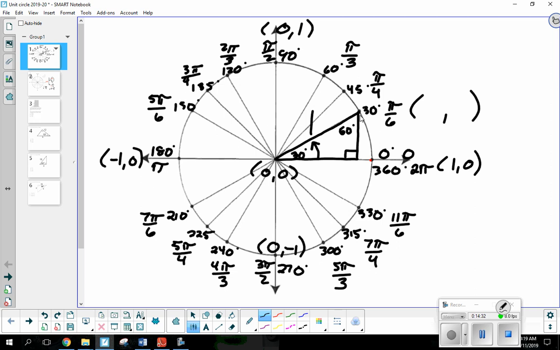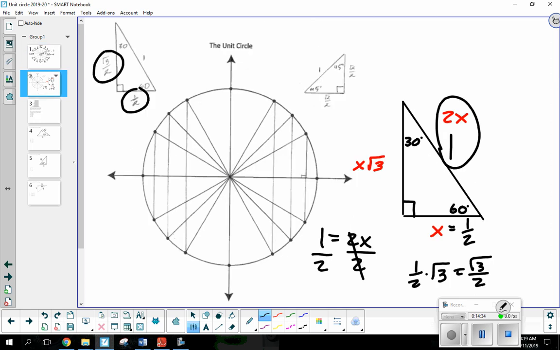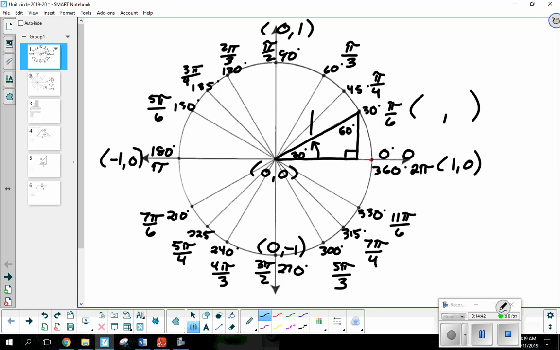Well, think about this triangle we saw just a moment ago. What's always across from 30? 1/2. What's across from 60? There you go. So across from 30, I'm going to say 1/2. Across from 60, I'm going to say square root of 3 over 2. So I'm going to use the side lengths of the triangle to help me figure out that coordinate.